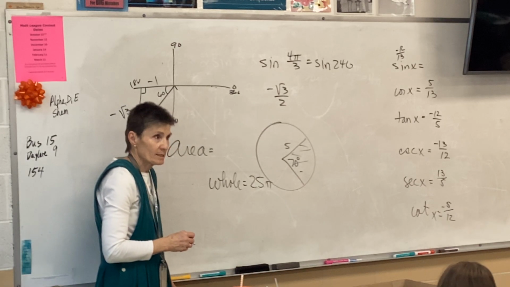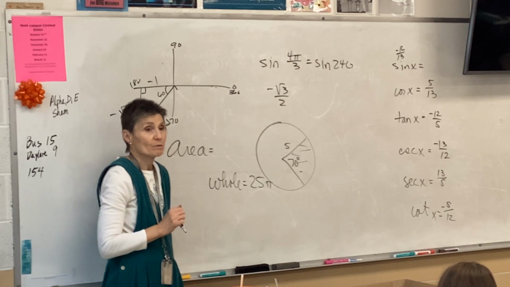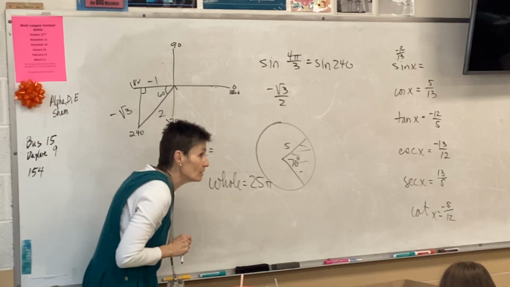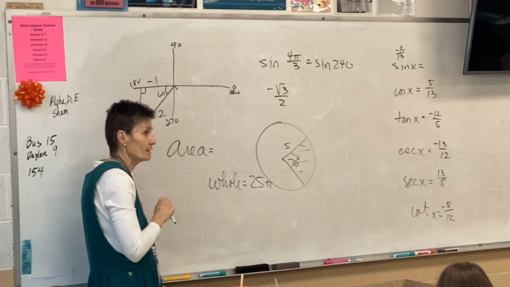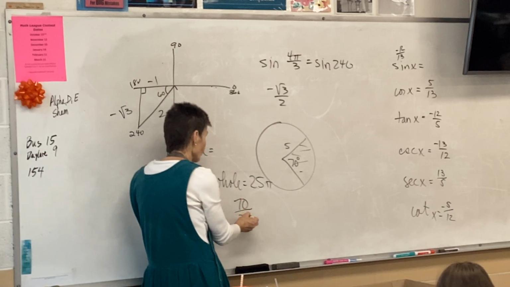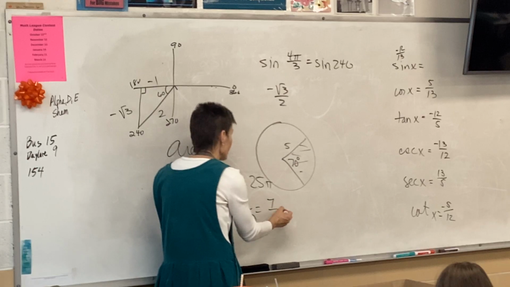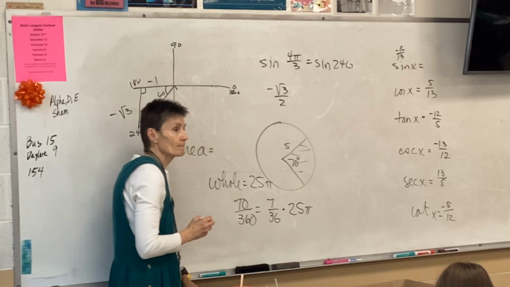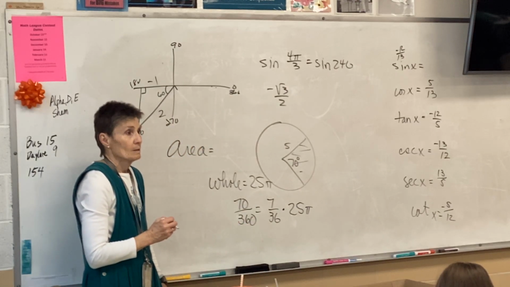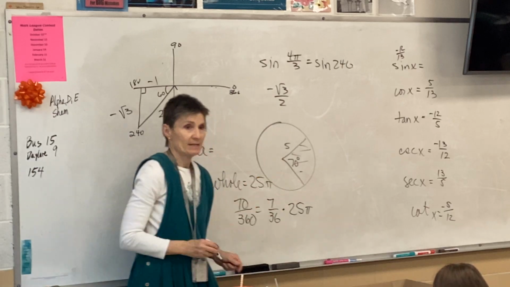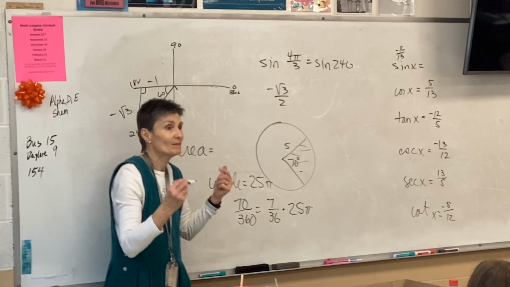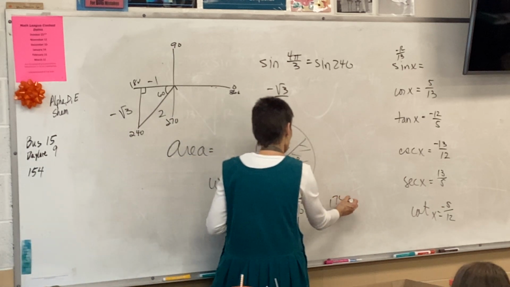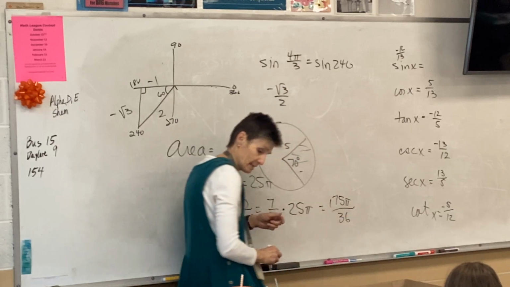I am not interested in the whole circle. I am interested in a fraction of the circle. 70 over 360, that's the fraction I'm interested in, which is 7/36 of the whole circle. So it's just like taking half of it, only I don't want half of it, I want 7/36 of it. So that would be 175 pi over 36.